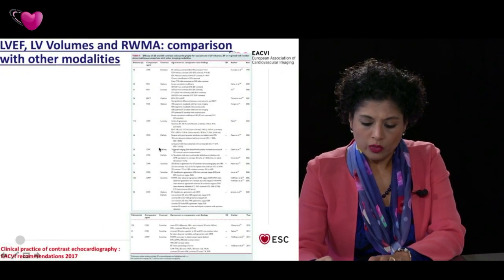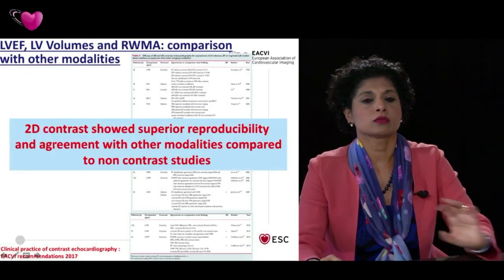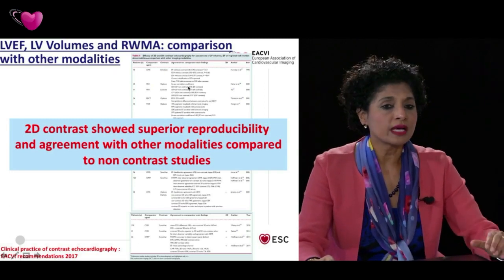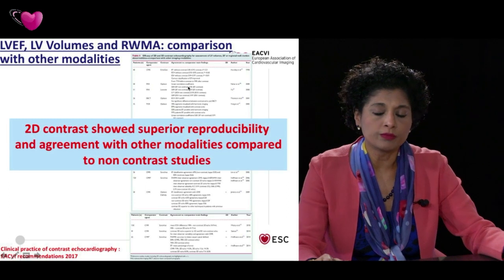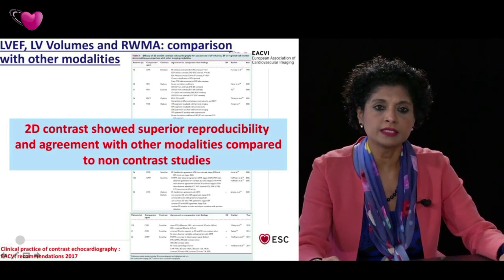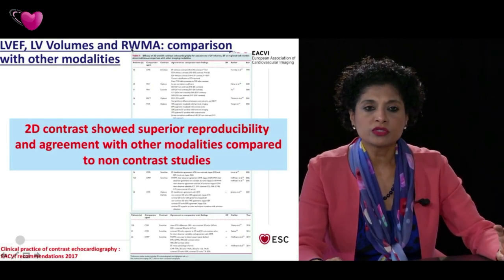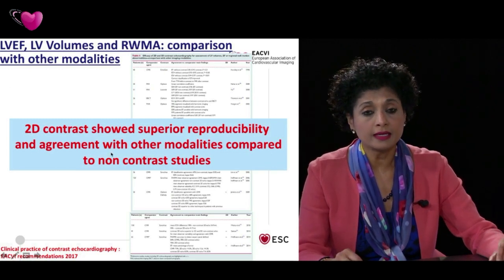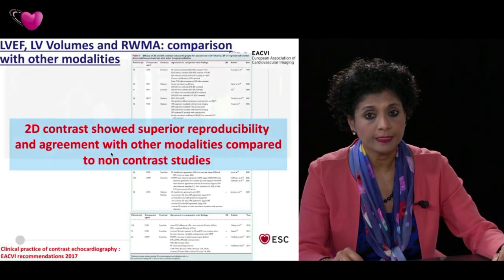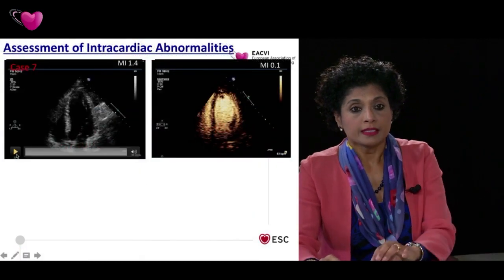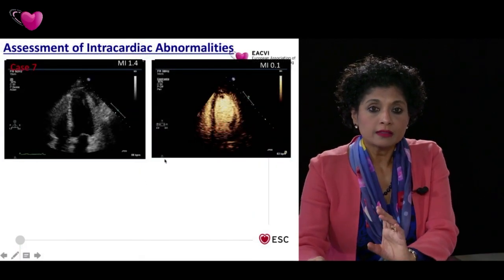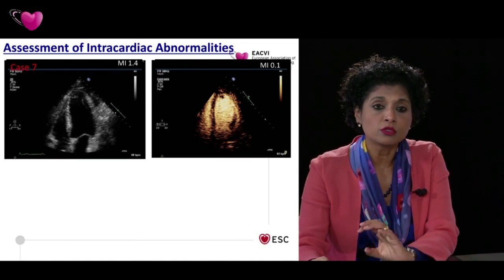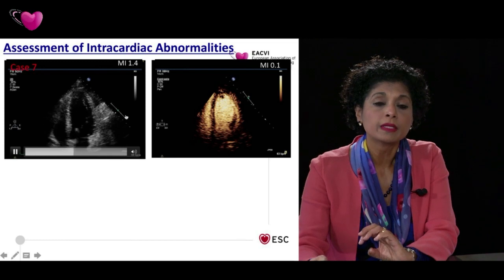So when you compare 2D contrast images to other modalities, MRI, even cine angiography, and also cardiac CT, for wall motion abnormalities, volumes, and ejection fraction, 2D contrast is clearly superior to non-contrast. Now, another indication, as we talked about before, is looking at intracardiac structures which may not be so obvious in conventional scanning.